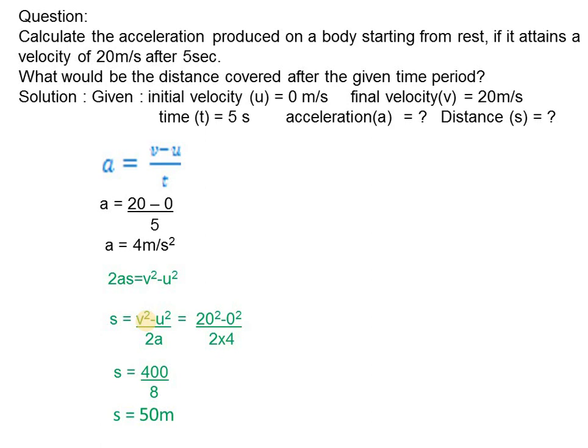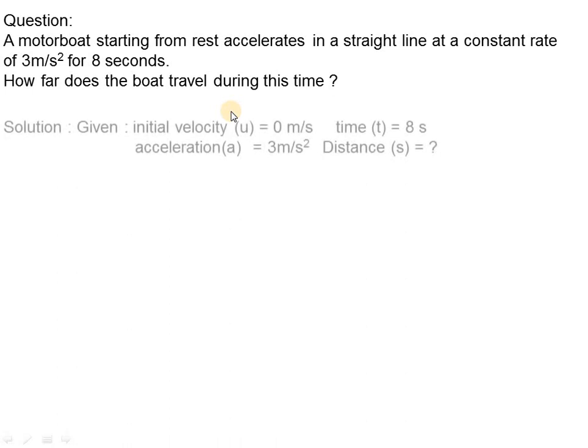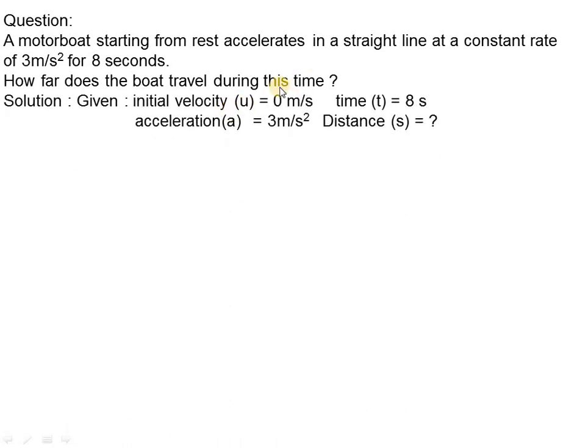See children, the physical quantities available to you will help you decide which formula you will use to calculate the distance travelled. In this particular question, the motorboat starts from rest and it accelerates at the rate of 3 meters per second square for 8 seconds. We have to calculate the distance travelled during this time. First, we will write the physical quantities given to us. u is 0 because it starts from rest. Acceleration is 3 meters per second square and time is 8.